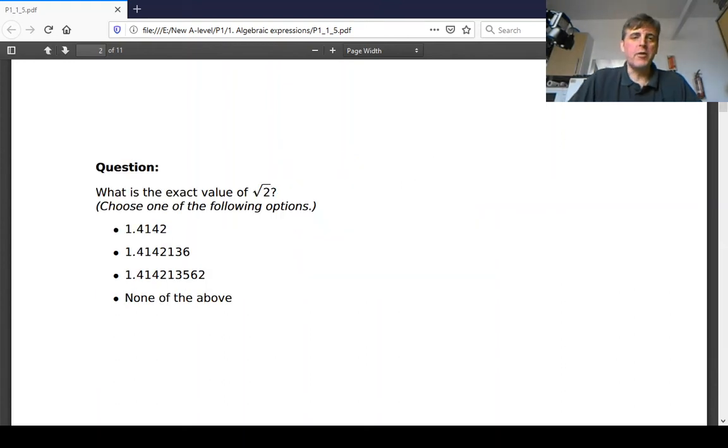So here's the first question of this video. What is the exact value of the square root of 2? I've given you some options there, so please pause the video, have a think about it, and once you've got your answer, restart the video.